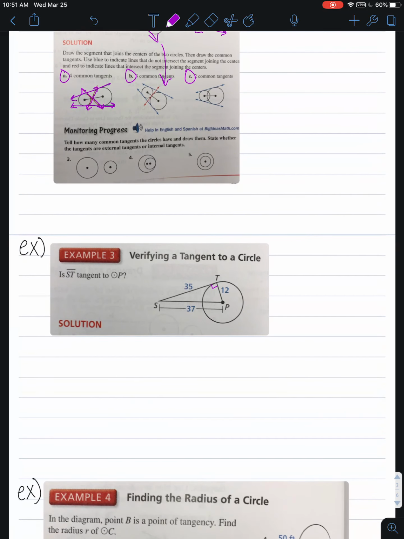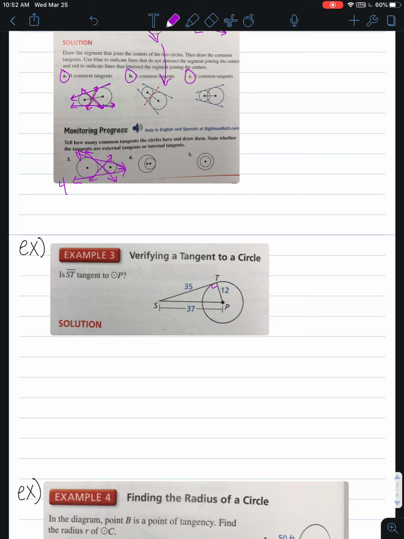Okay, so now on this monitoring progress part, it's going to ask us the same thing. How many common tangents are there going to be? Well, just like the ones that we just did, for this one, there must be 2 that are on the outside. It's going to look something like that. And then there's going to be 2 internal ones. One's going to look like that, and one's going to look like this. So this one's going to be 4. There's going to be 4 common tangents on that one, 2 internal and 2 external.